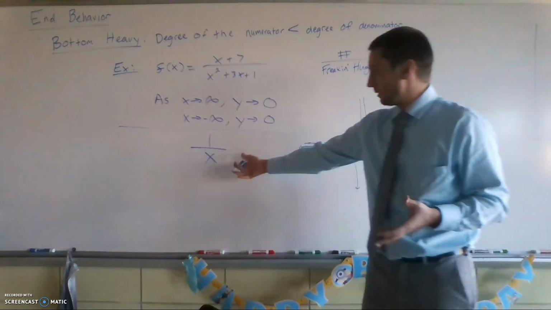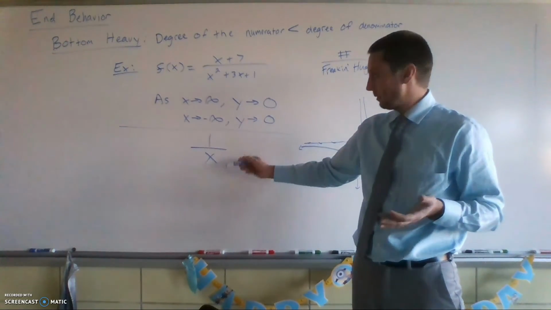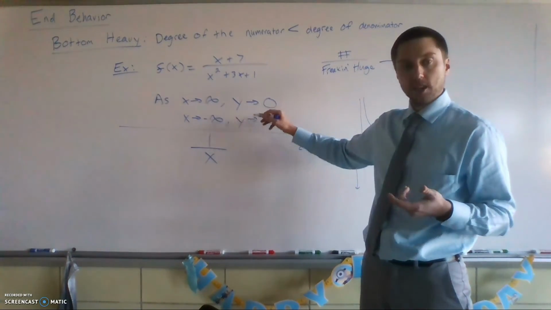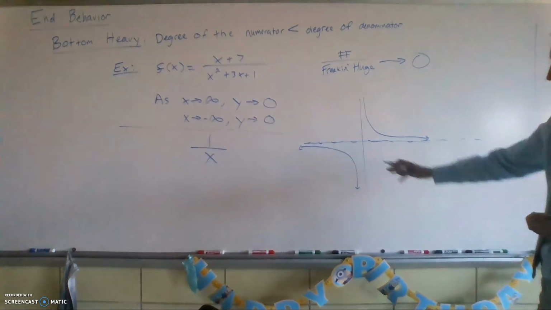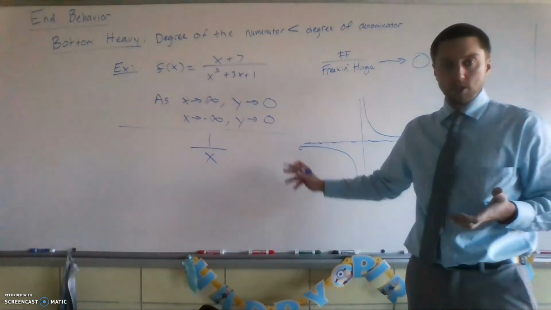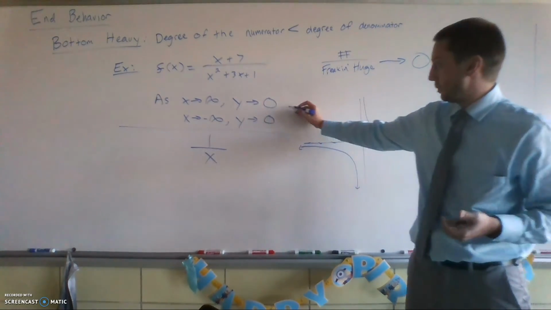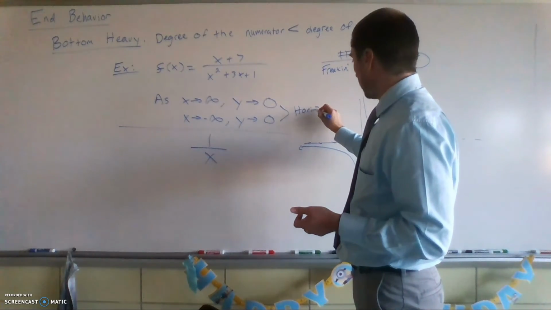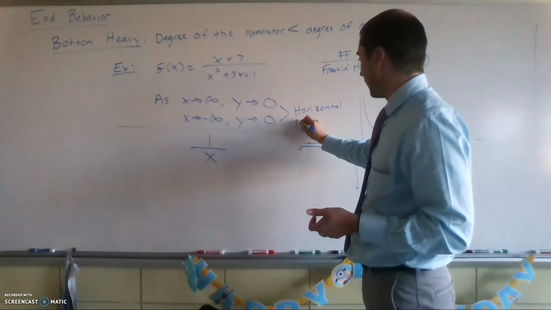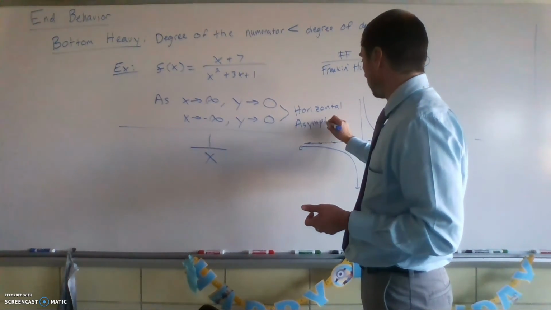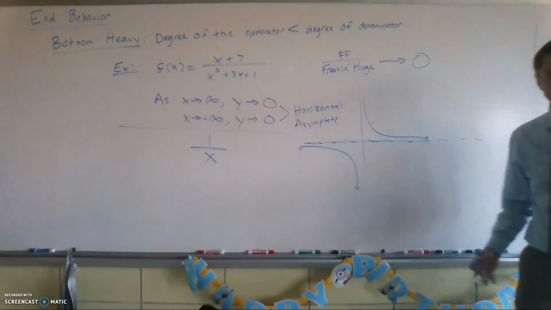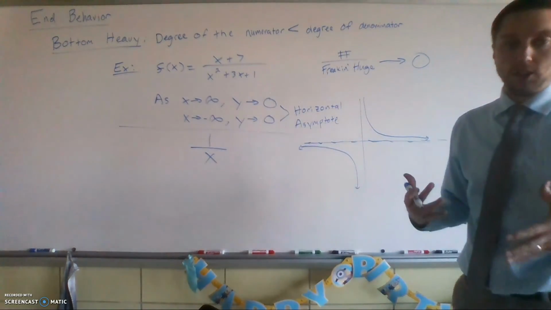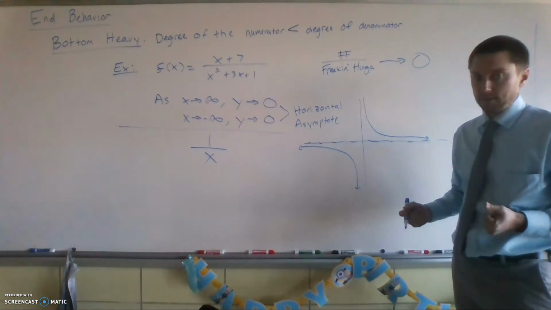So this function right here, 1 over x, is bottom heavy, right? The degree on the top is 0. The degree on the bottom is 1. And so it had this end behavior, okay? And we just kind of clued you into something else. So if the end behavior is approaching a value, that's telling me there's a horizontal asymptote at that value. So when my end behavior is a number like 0 or 2 or 1/3, that's telling you that there's a horizontal asymptote at that value.